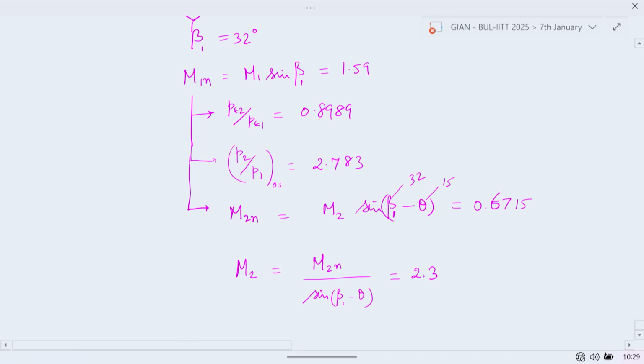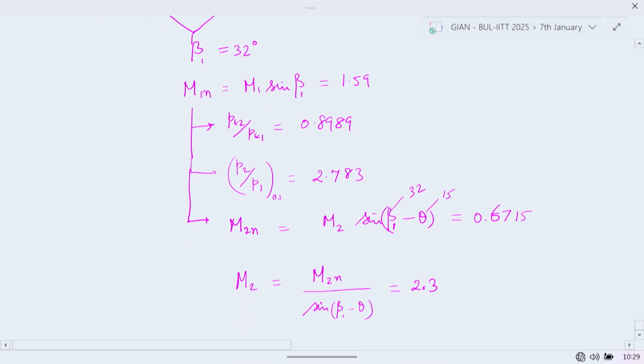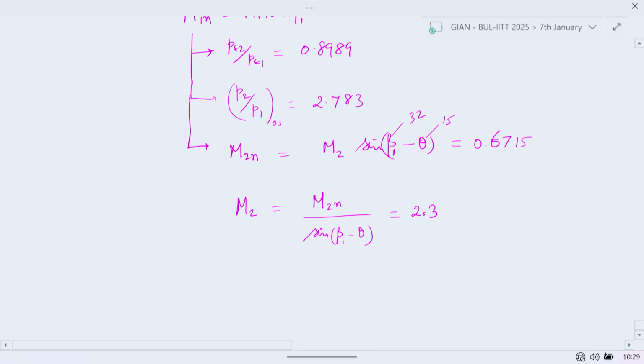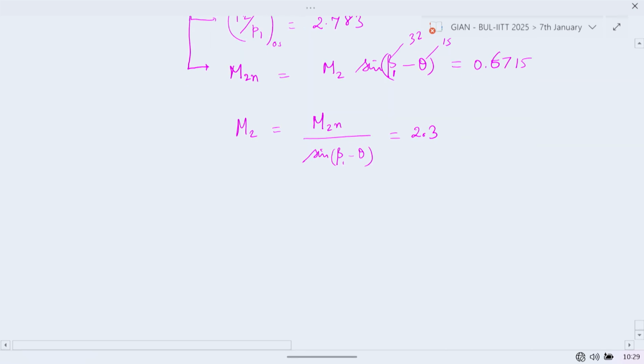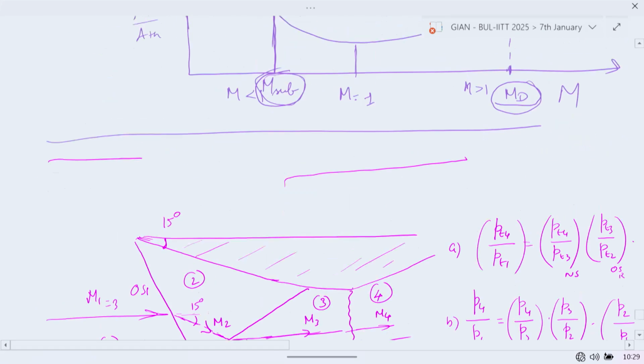M2 is 2.3. So which means you can see that the flow has decelerated from 3 to 2.3. So now we are entering into oblique shock that is reflected, or oblique shock 2. So we have M2 equal to 2.3, and theta is the same angle through which the flow is turned back.